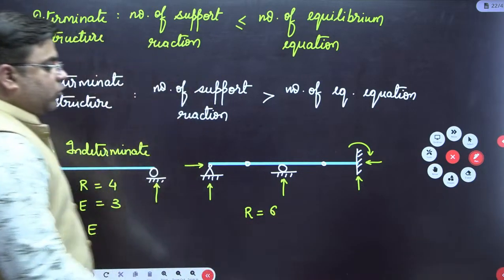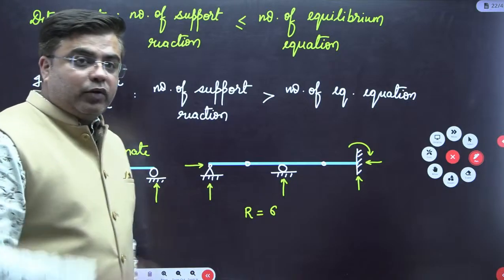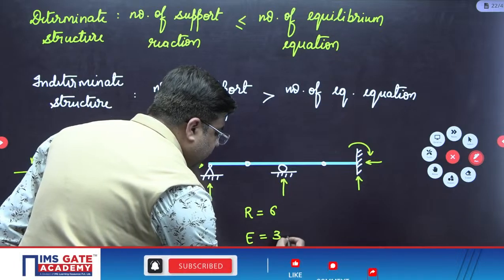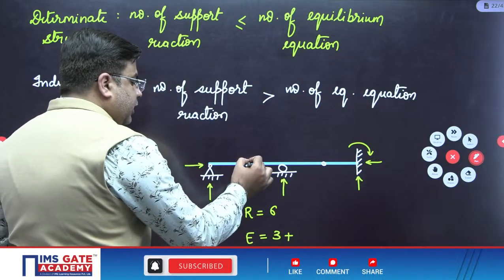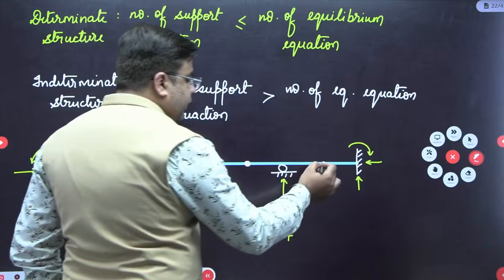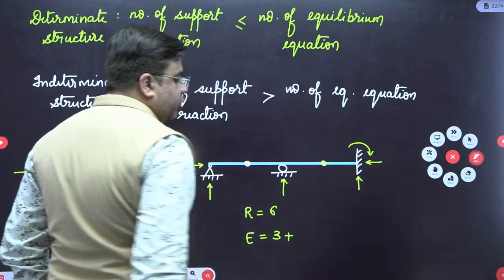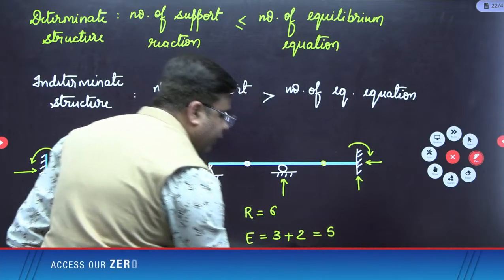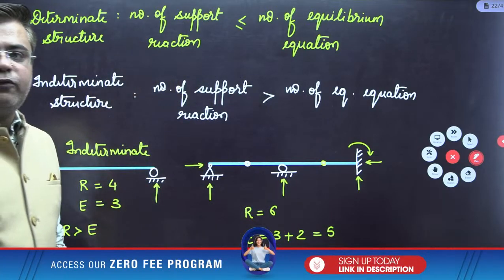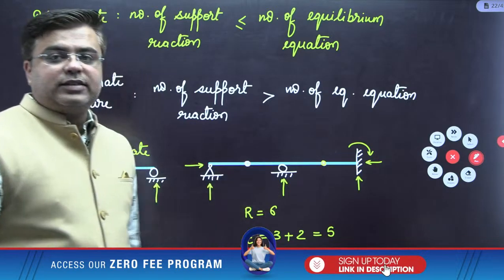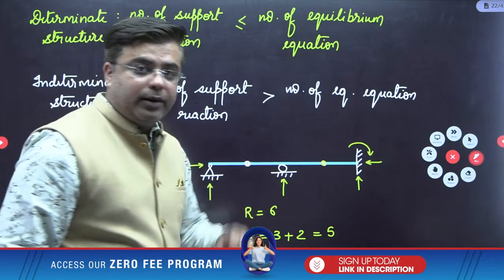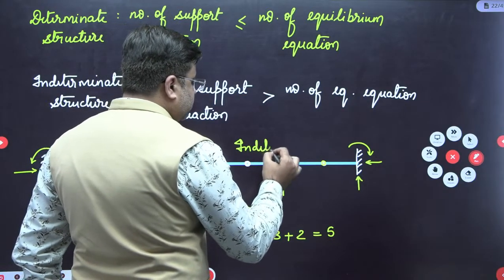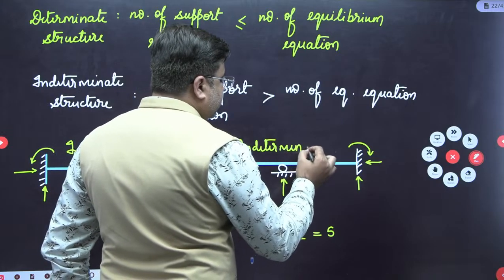Now talking about the number of equilibrium equations, in this beam you have 3 conventional equilibrium equations, but 1 additional equilibrium equation due to this internal hinge and 1 more additional equilibrium equation due to this internal hinge. So you have 2 additional equilibrium equations, therefore this is 5. So the number of equilibrium equations is 5 and the number of support reactions is 6. Again, support reactions are more than equilibrium equations, so this is also an indeterminate structure.